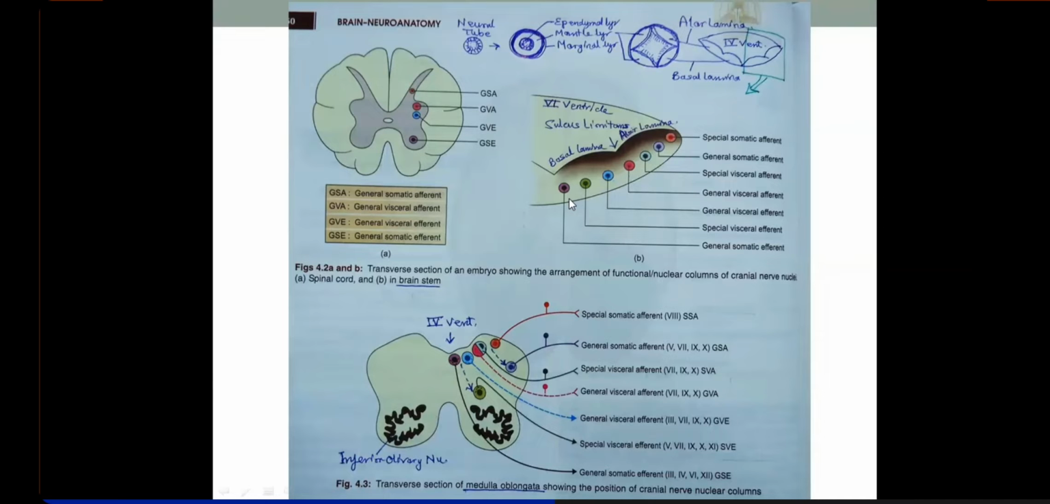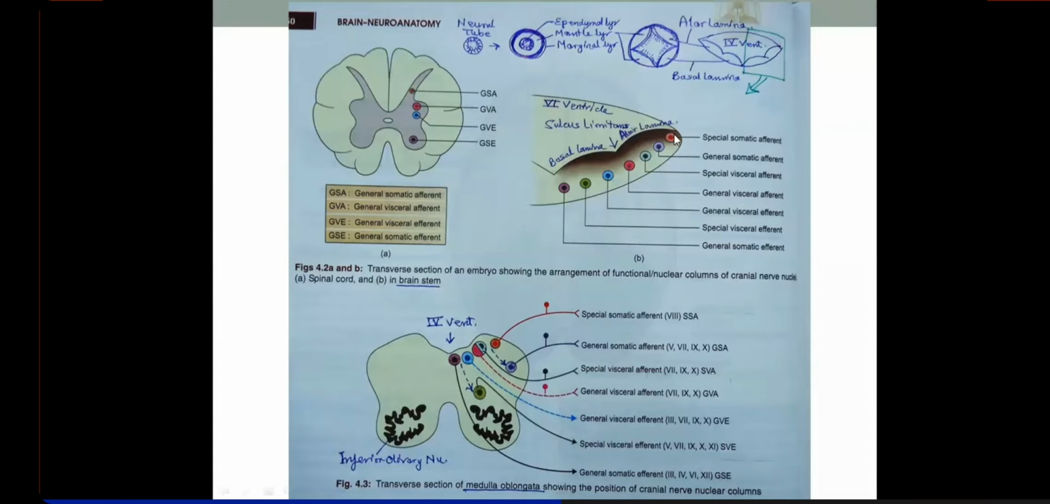Now what additional, I told you there were 7 functional columns in the brainstem. The additional one is also special, but that special thing is coming from the body wall. So that will be special somatic afferent, right? Special somatic afferent, not being developed from the branchial apparatus. If it had developed from the branchial apparatus, then it would be categorized as special visceral afferent, but it develops from the body, right?